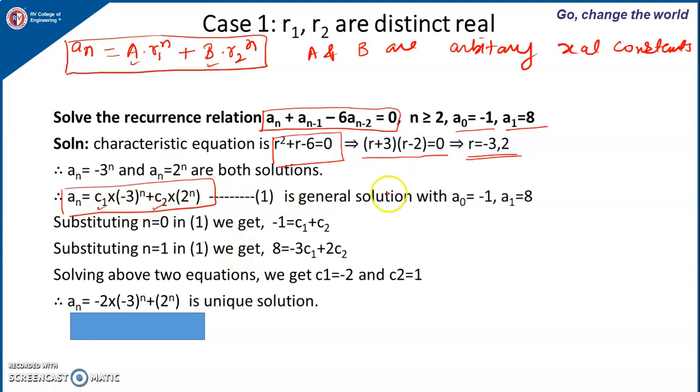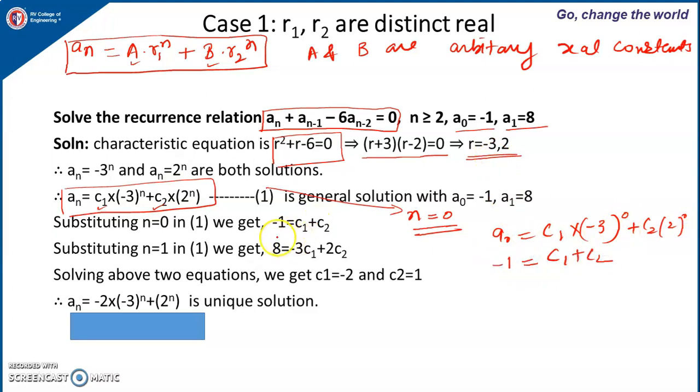In this equation, if I substitute n is equal to 0, I'll get a0 is equal to c1 into -3 power 0 plus c2 into 2 power 0. Anything power 0 will be 1. So this a0 is -1, so -1 is equal to c1 plus c2. That is the equation we got when we substitute n is equal to 0.